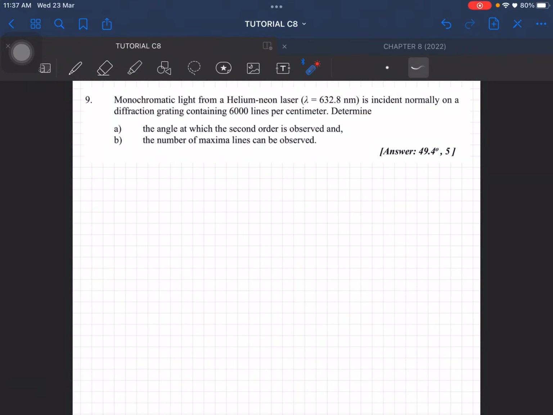Okay, second last question. Monochromatic light from a helium neon laser with the wavelength of 632.8 nanometers is incident normally on a diffraction grating. This is a diffraction grating containing 600 lines per centimeter, so that is 1 over n equal to 1 over 6,000. We have to determine the angle at which the second order is observed.